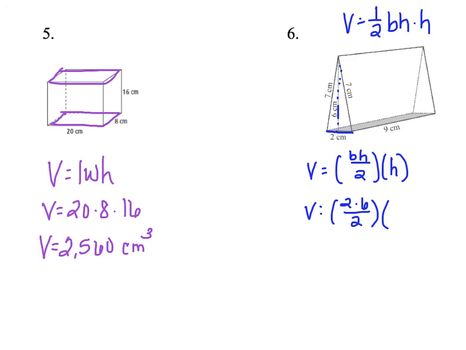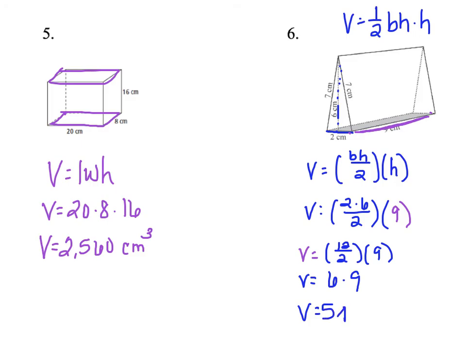And the height of the whole 3D figure is 9 because it connects your front triangle with your back triangle. So it connects your two triangular bases. 2 times 6 is 12 over 2, times 9. 12 divided by 2 is 6, times 9, so we get a volume of 54 centimeters cubed. Great job if you got those correct. Again, before moving on, be sure you correct any mistakes.